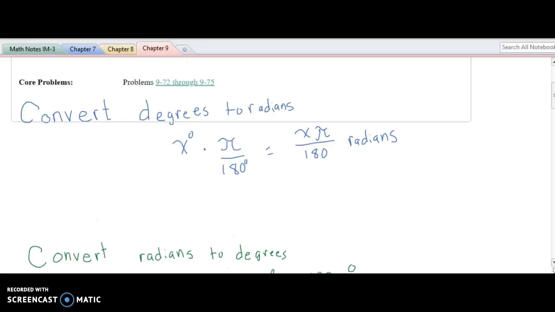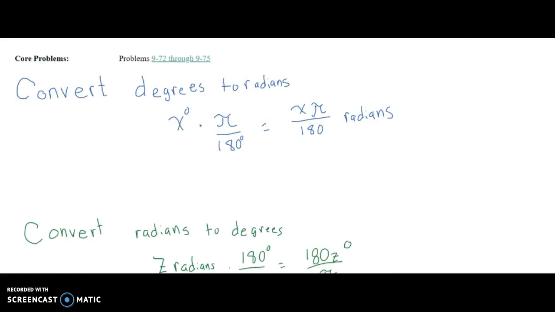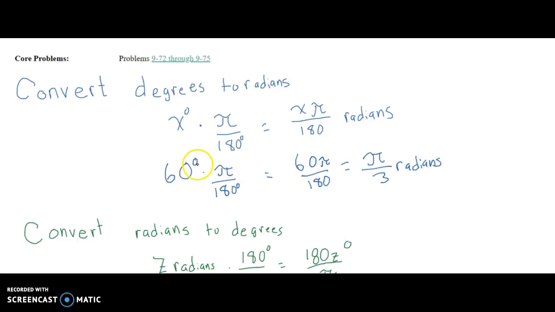To do an example here, let's say we have 60 degrees, and we want to convert that to radians. I'll multiply that by pi over 180 degrees, which equals 60 pi over 180 radians. However, we can simplify this more, and 60 goes into 180 three times, so we get pi over 3 radians. And so we see that 60 degrees is the same as pi thirds radians.